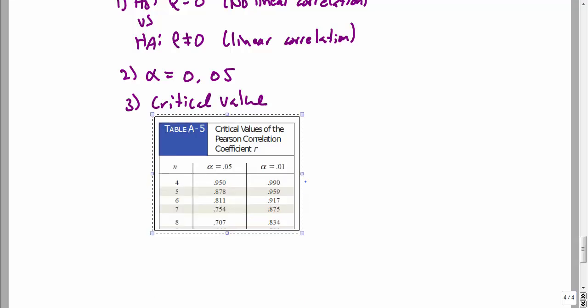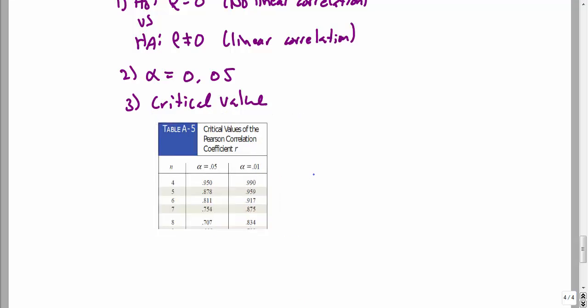Now what ends up happening with our critical value is anything beyond that is going to be rejected, and anything less than that will be failed to reject. So again, I'm looking at my 0.05 here, and n equals 8. So I get 0.707. So my critical value is 0.707.